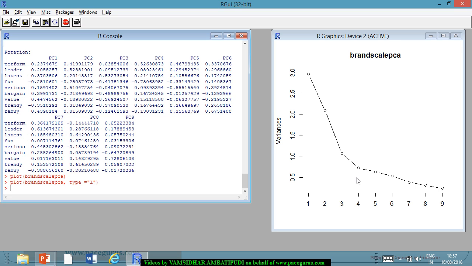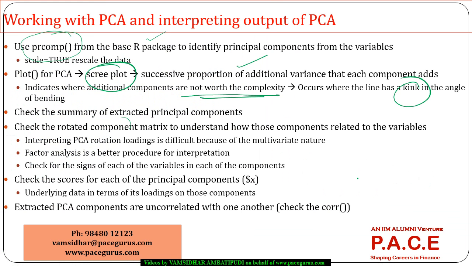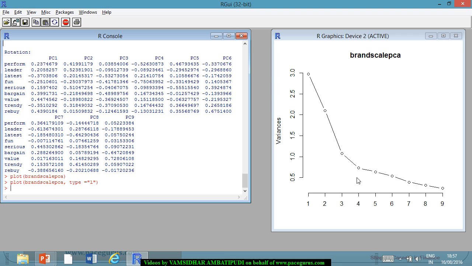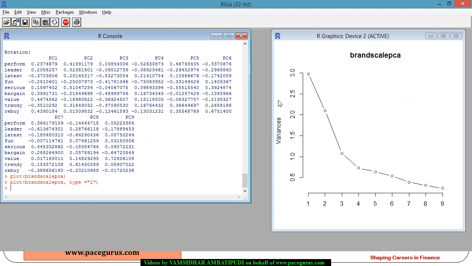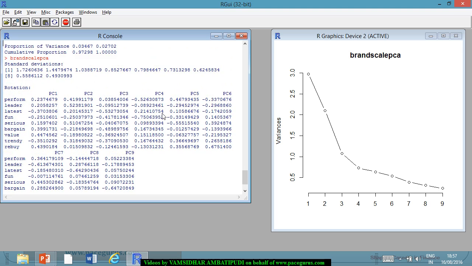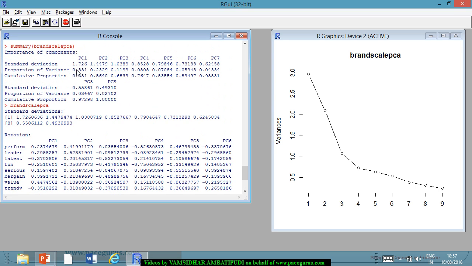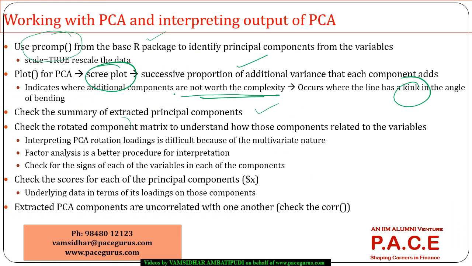That is an indication that beyond three components, the kind of value addition that I'm getting is much lesser. So I can look at the summary of the extracted principal components, which is what I have looked at here, which talks about the first three components contributing quite heavily. Probably the first two have contributed much more heavily. The third is moderate, but from the fourth onwards, the component contribution is much lesser.